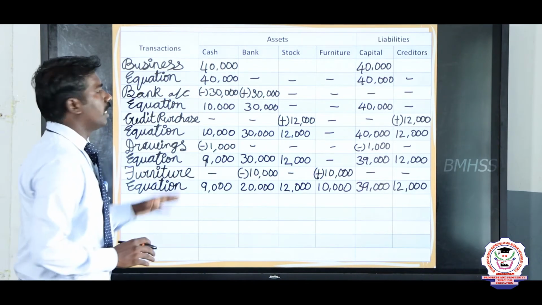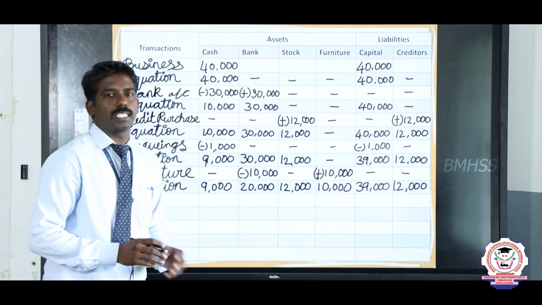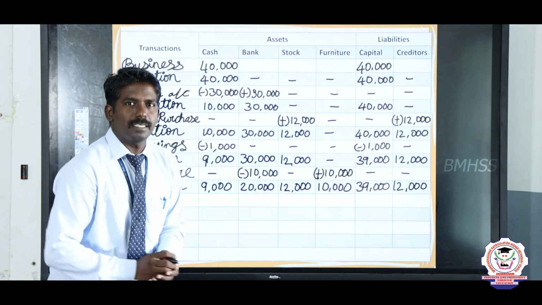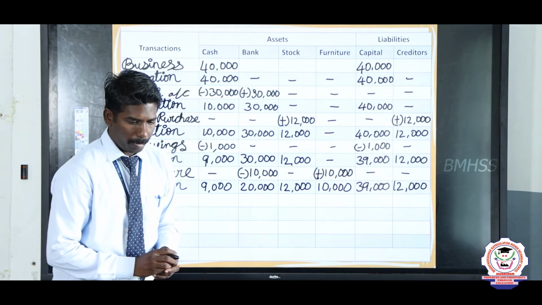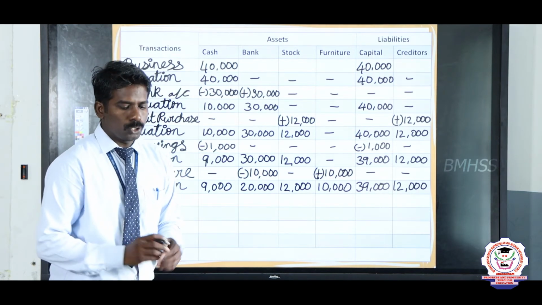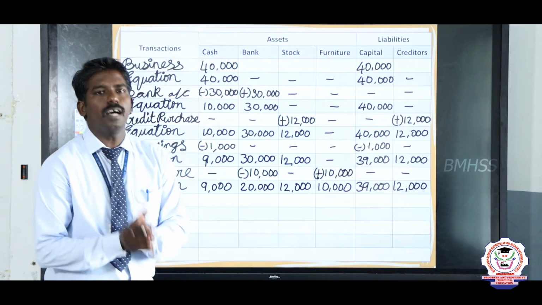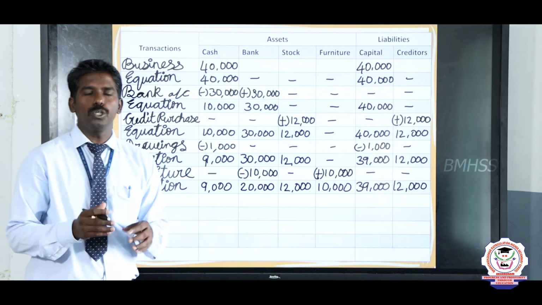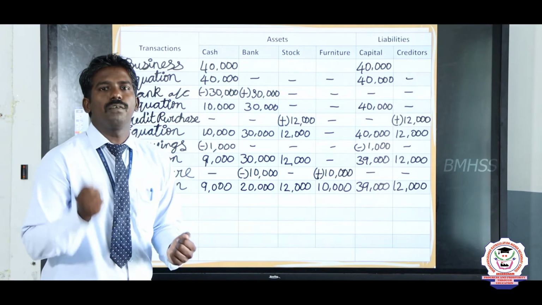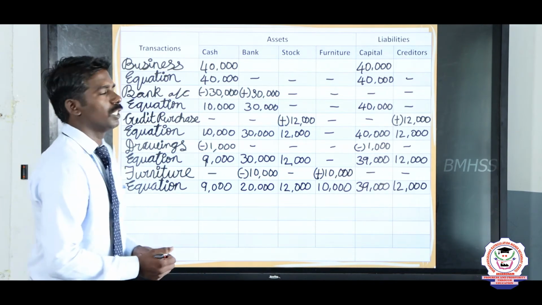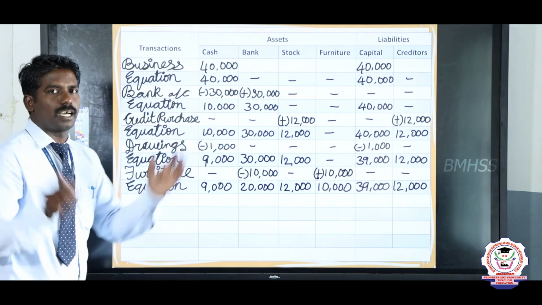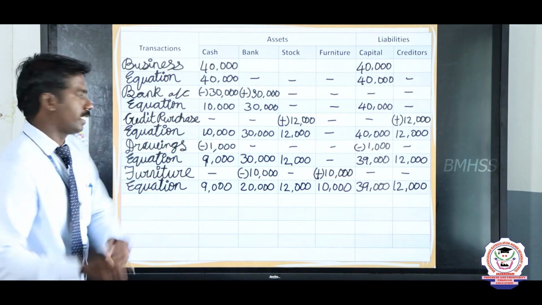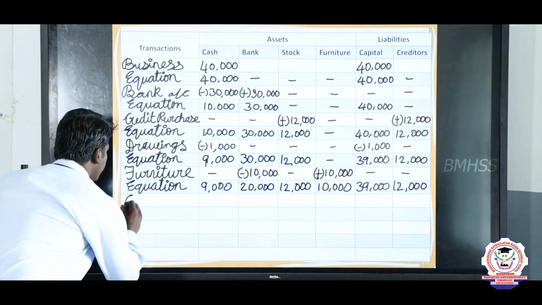We have completed the accounting equation for the above transaction. Then see the next transaction. Sold goods to Murugan and cash received for 6,000 rupees. The next transaction is sold goods to Murugan and cash received for the value of 6,000 rupees. So write in the transaction column, very short, cash sales. It is nothing but cash sales.